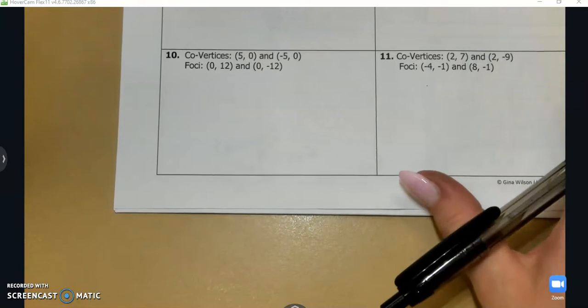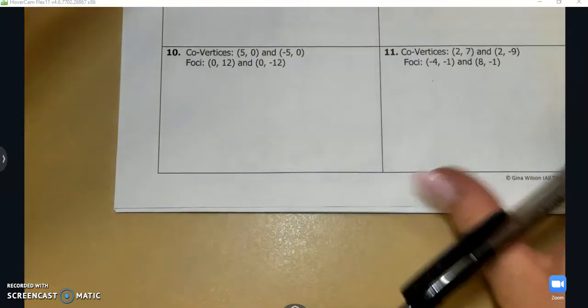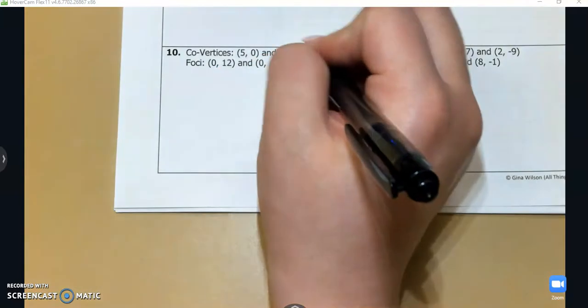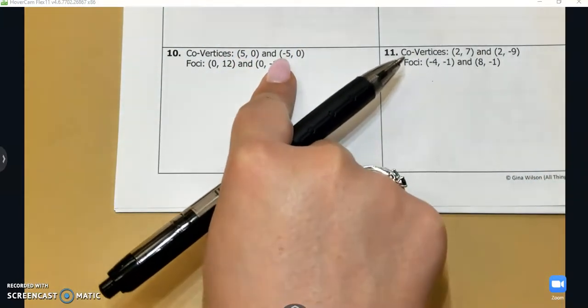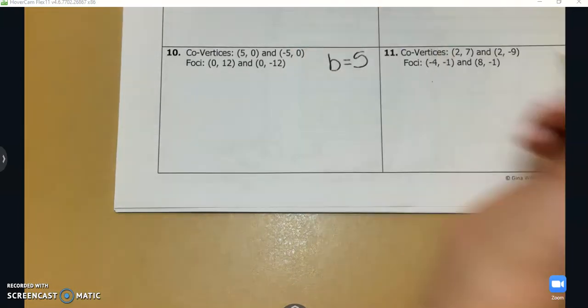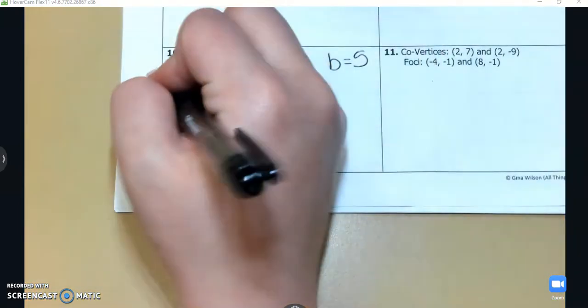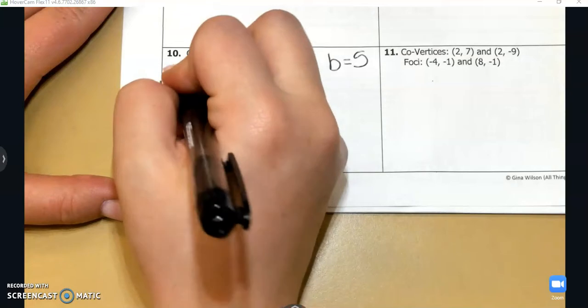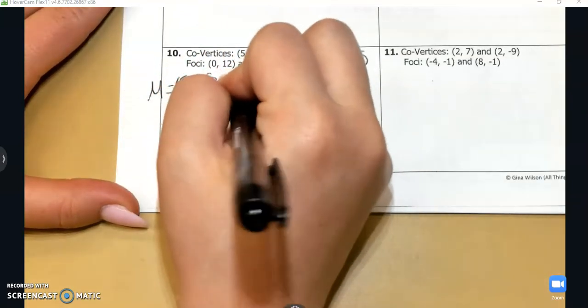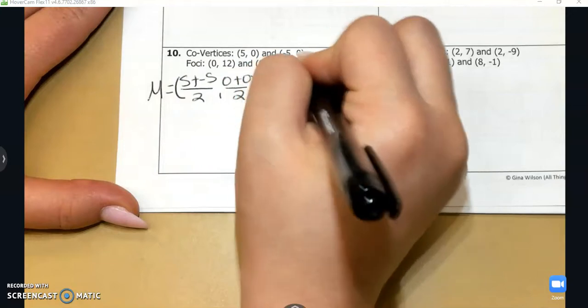All right, and then one last scenario I'm going to run by you is when you are given the co-vertices and the foci. So let's look at 10. I've got my co-vertices, meaning that this is going to be my B value. So from 5 to -5, because that's what's changing, those are 10 apart. Half of that is 5, so B is 5. Okay, I can also go ahead and find my midpoint, which is going to be my center. And this center is actually at the origin, 0, 0.